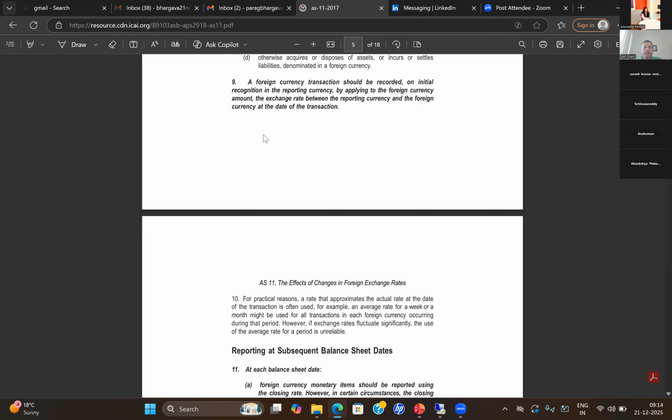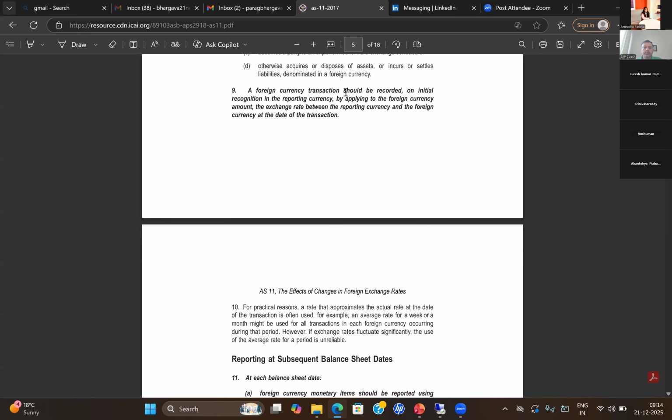If we read point number 9, foreign currency transaction should be recorded on initial recognition in the reporting currency by applying to the foreign currency amount the exchange rate between the reporting currency and the foreign currency as at the date of the transaction. That means when we are doing the transaction on that date, whatever is the relevant exchange rate, my transaction should be recorded at that rate.